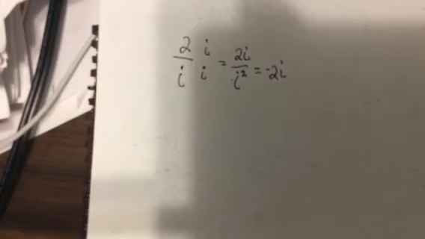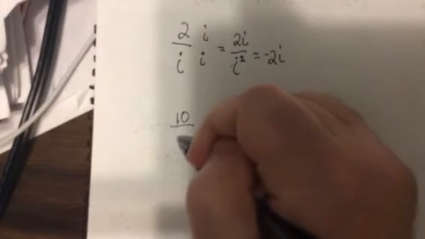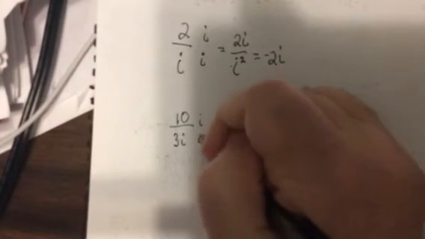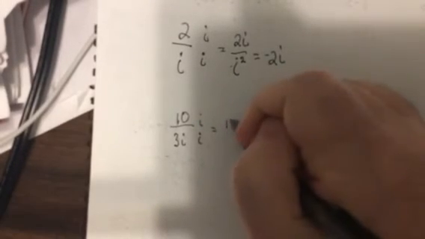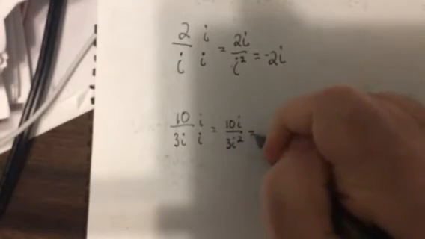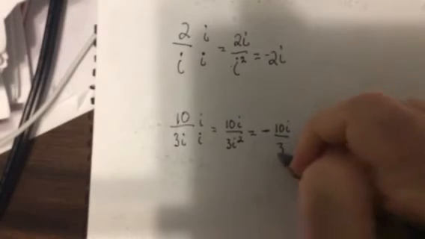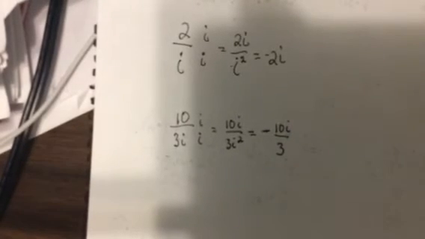It's not bad, is it? So what if I have 10 over 3I? Again, this should be easy. I squared is negative 1, so you just multiply the top and the bottom by I. So it'd be 10I over 3I squared, which is a negative 10I over 3. So if you just have a product on the bottom of a number and I, you just multiply the top and the bottom by I.